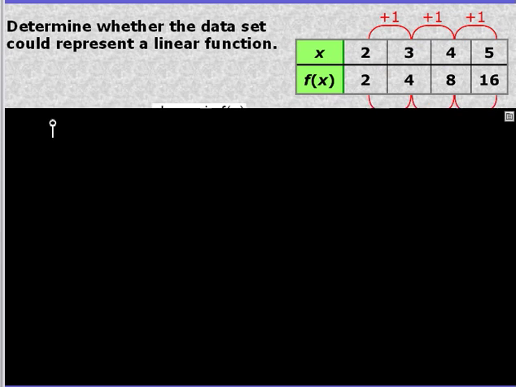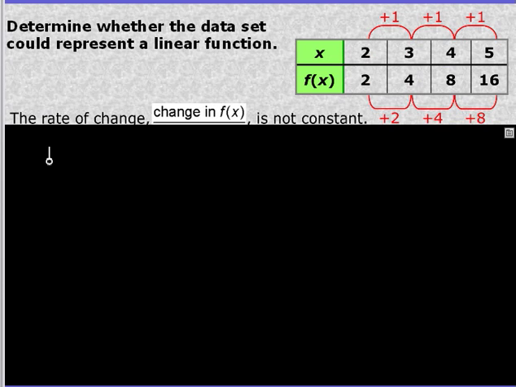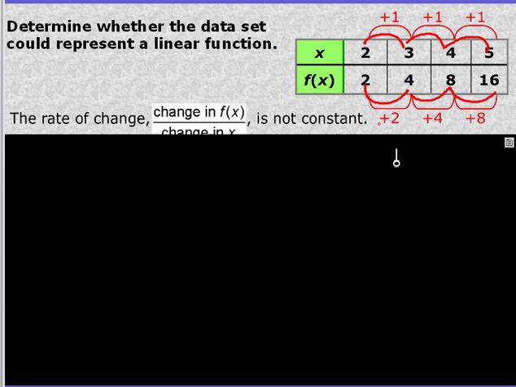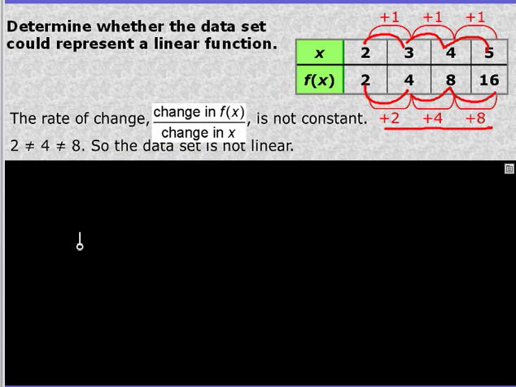Next example, here's our data set. So we added 1, we added 1, we added 1. What happened here? We added 2, we added 4, we added 8. There's a pattern to that, but it's not constant. The amount we're adding changes each time. So because of that, this is not a linear function.